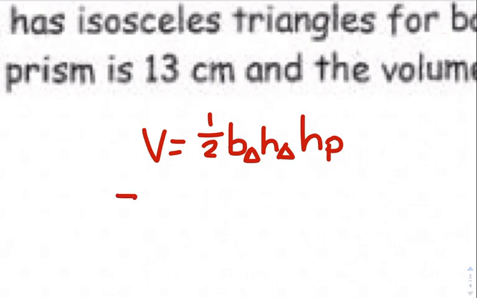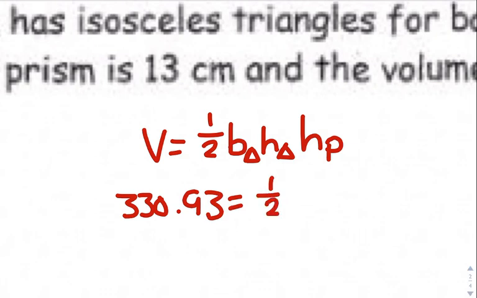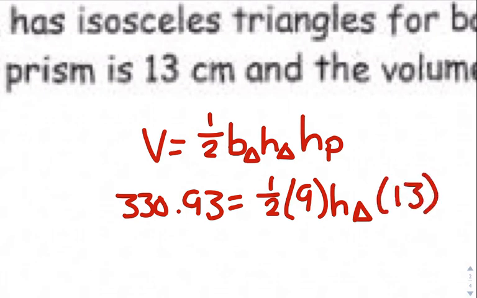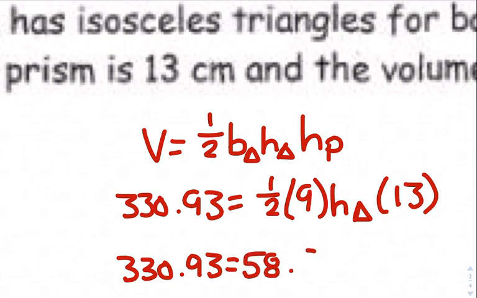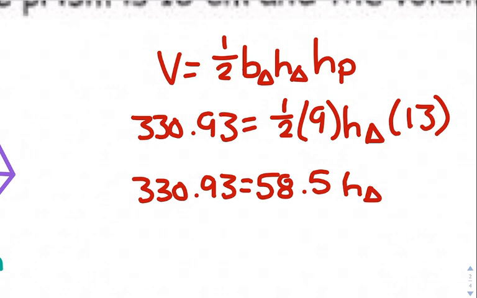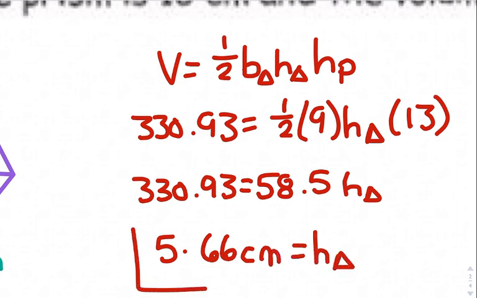So it gives us the volume of 330.93. Take a half, and it's going to be 9 times the height of the triangle times 13. When I multiply everything together on my right hand side, I get 58.5 times h triangle, and then I divide both sides by 58.5 and I end up with 5.66 centimeters, and that's the height of my triangle.